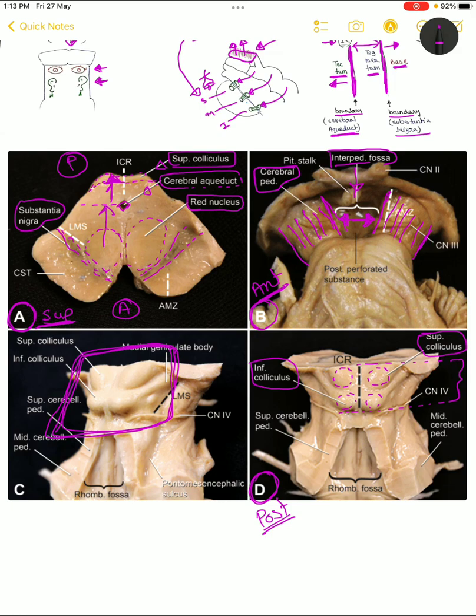In between this and this is what? Tegmentum. And whatever comes anterior to the substantia nigra is what? Our basis or crus cerebri. Claro. Now let's move forward.